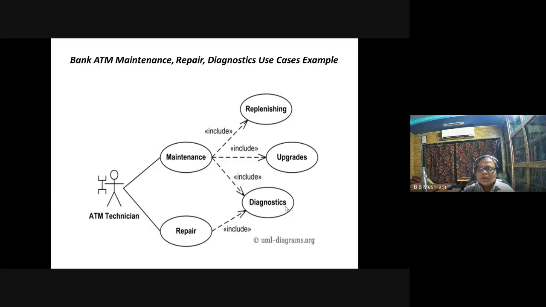Now an include use case is always executed whenever the base use case is executed. Also an include use case is a common use case which is used by some other use case of the system. So in this diagram, the maintenance use case and repair use case both are using the diagnostic use case.